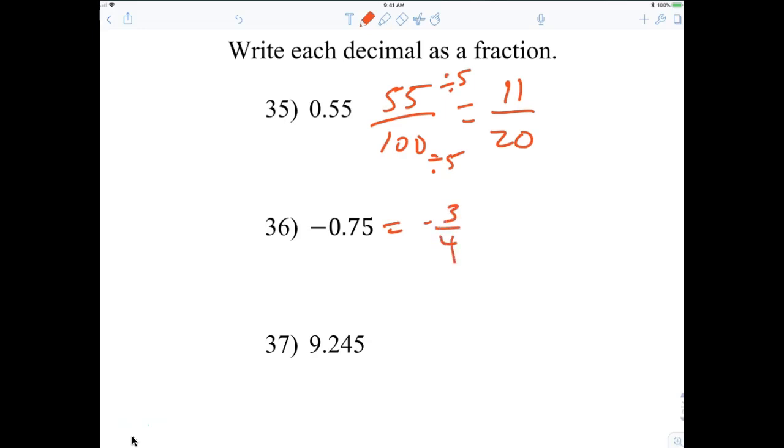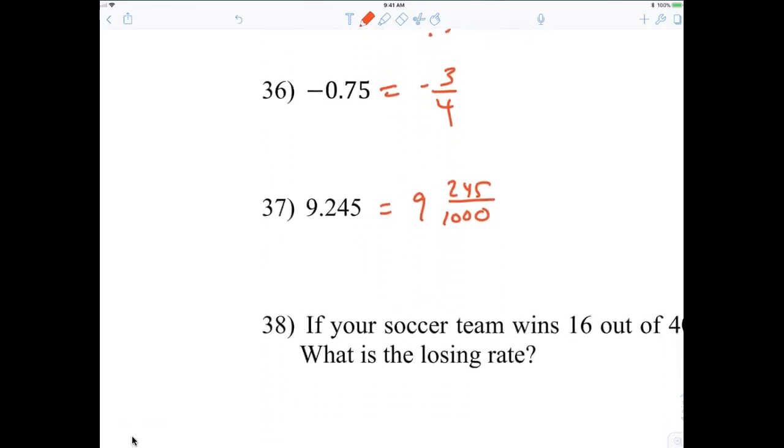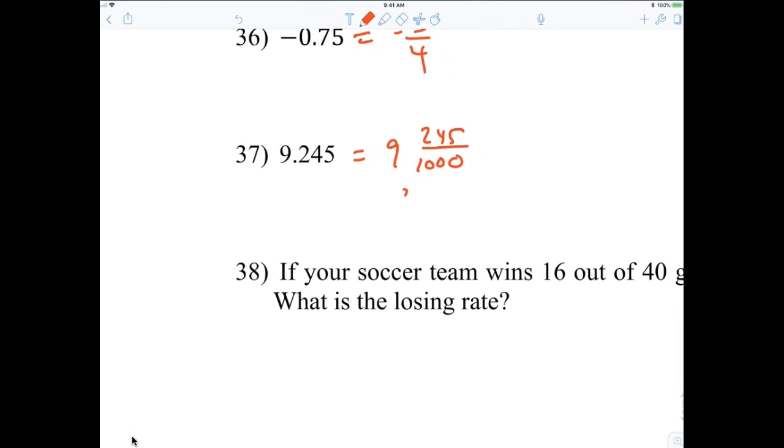Wait, since there's a 9 before the decimal, it would be a mixed number. Yes. 9 and 245 over what? Would it be 1,000? Yes, it would be. Everybody with me? Now, I have to reduce 245 over 1,000. Obviously, it can be reduced by 5, right?